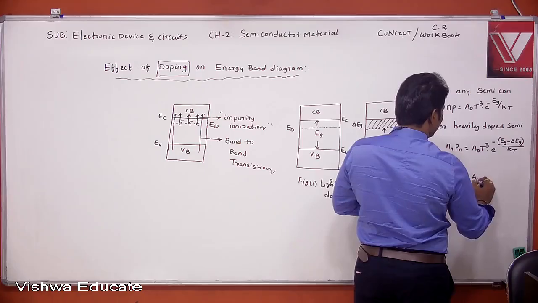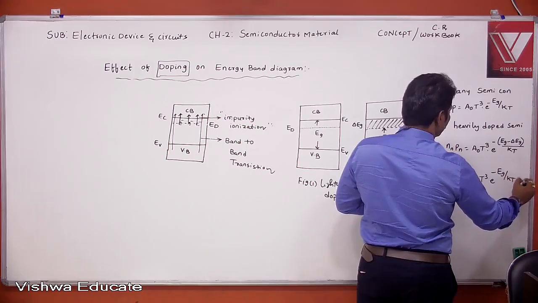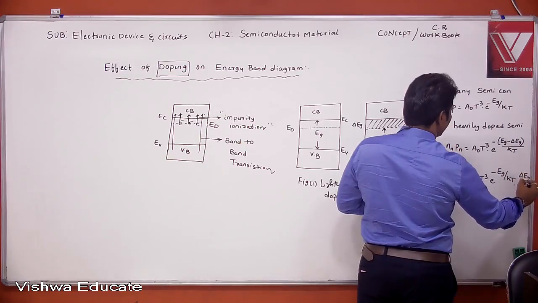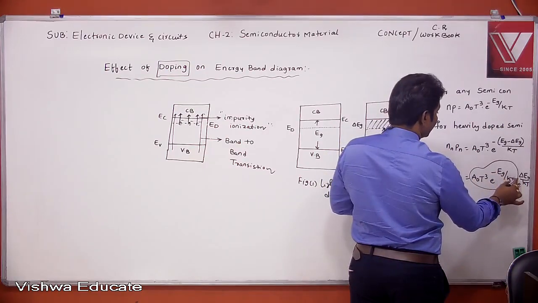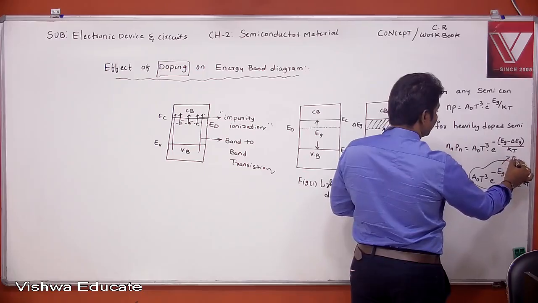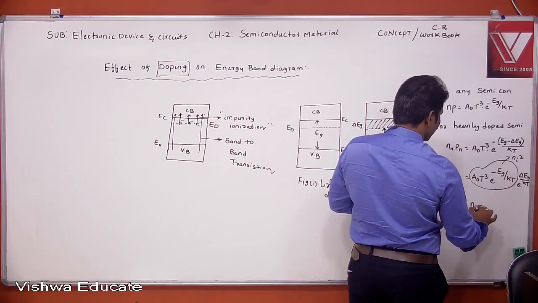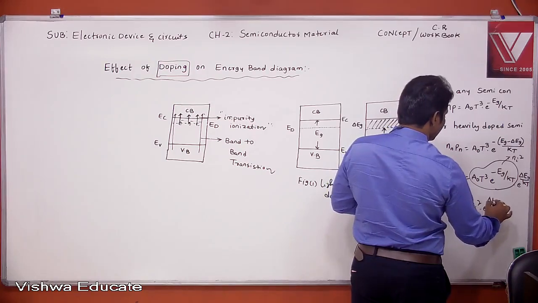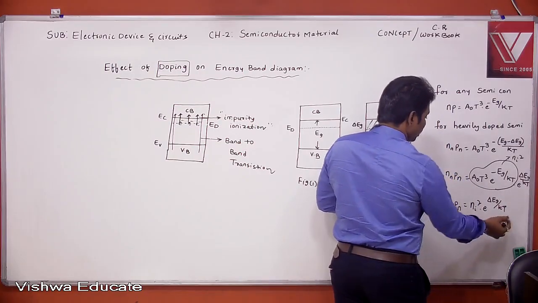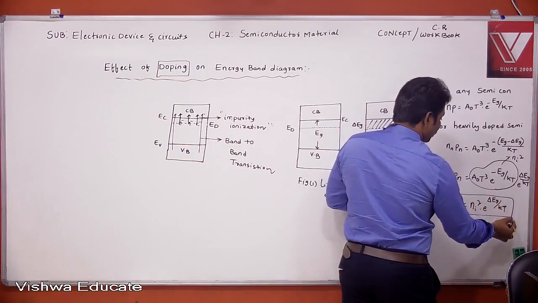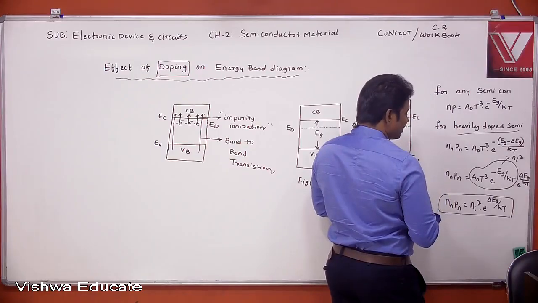Now A naught into T cube e power minus Eg by kT into e power delta Eg by kT. Actually, what is the value of A naught into T cube e power minus Eg by kT? This is simply Ni square. Now Nn into Pn is equal to Ni square into e power delta Eg by kT, right? See this equation, what is the conclusion here? For heavily doped semiconductor, the mass action law is not valid.